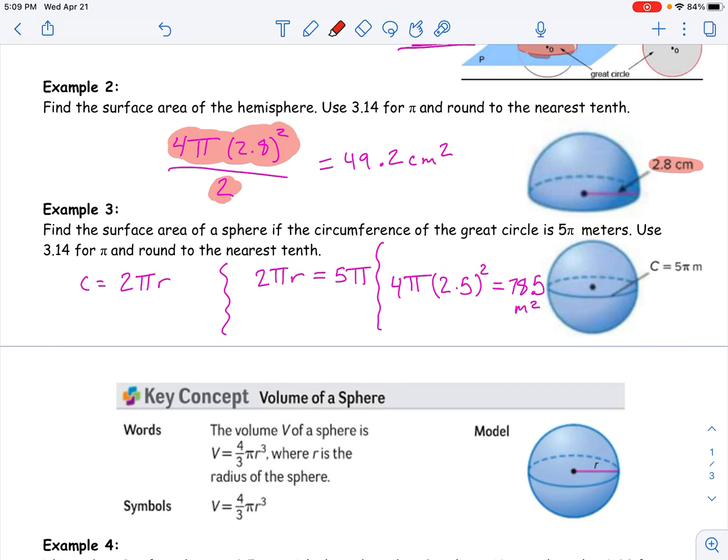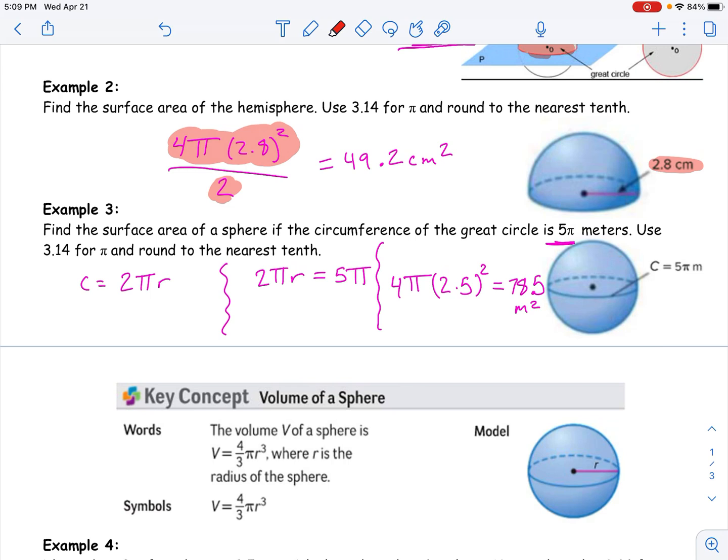Okay, next one, example 3. It said find the surface area of a sphere if the circumference of the great circle is 5 pi. So our great circle, again, was that circle right in the middle, and they say the circumference of that, or you could think about it like the equator of the Earth, was 5 pi meters.